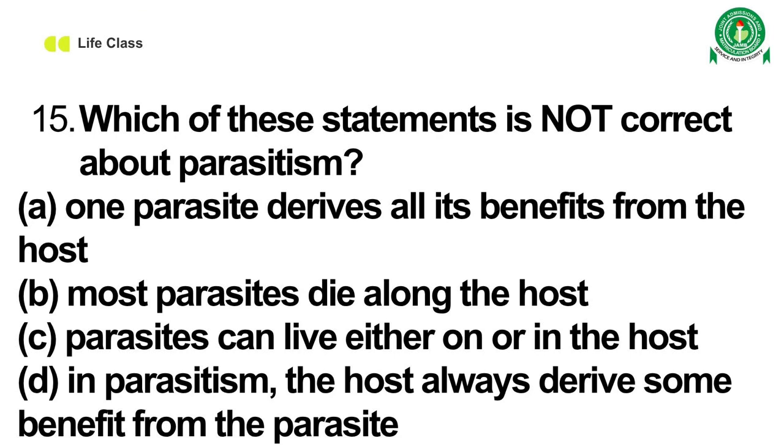One parasite derives all its benefits from the host. That is correct. Most parasites die alongside the host. That is correct. C. Parasites can live either on or in the host. That is also correct. So the correct answer is D. In parasitism, the host always derives some benefit from the parasite, which is false. So at no point does the host derive any benefit from the parasite.